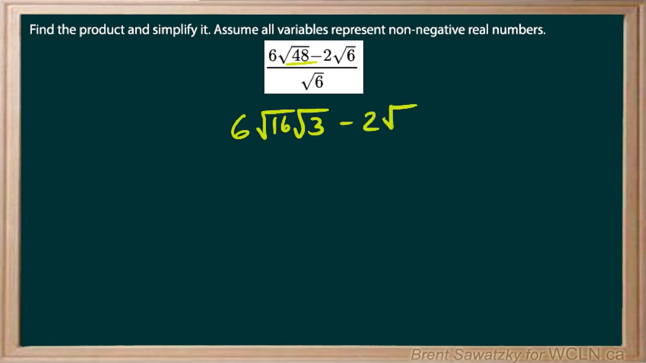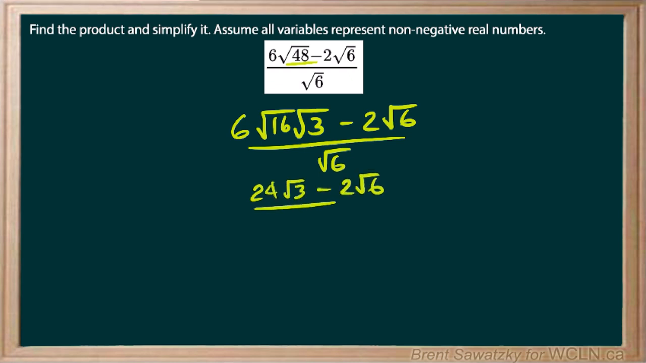Minus 2 root 6 all over root 6. All right, so 6 times, what's the square root of 16? That's 4. So 6 times 4, and we have 24 root 3 minus 2 root 6 all over root 6. Now, we have things broken down as much as we can. They aren't like terms on the top, so we can't bring them together. But we will deal with that root 6 on the bottom.